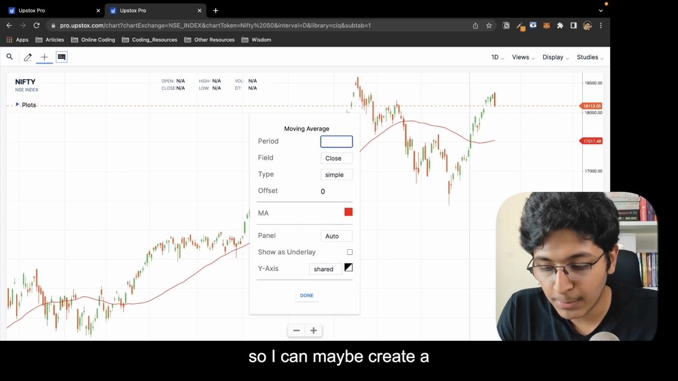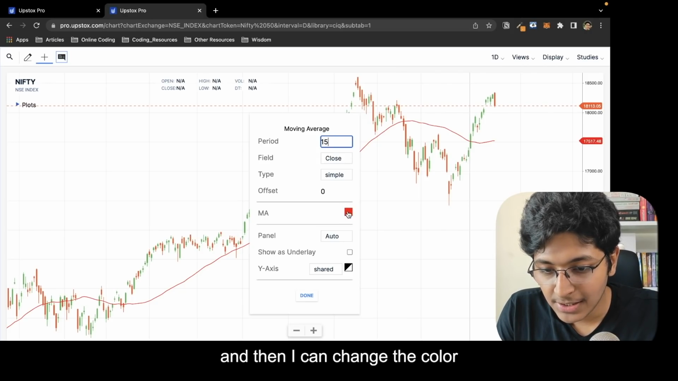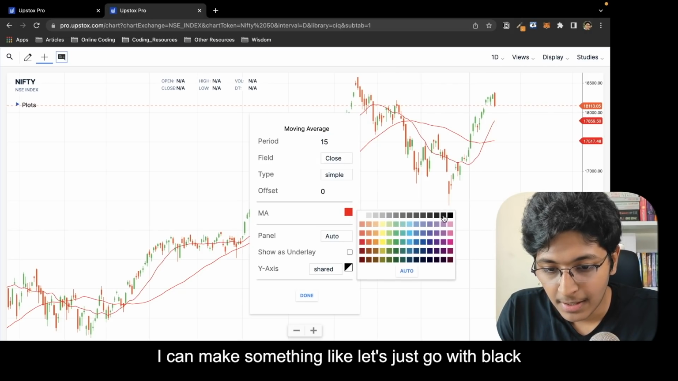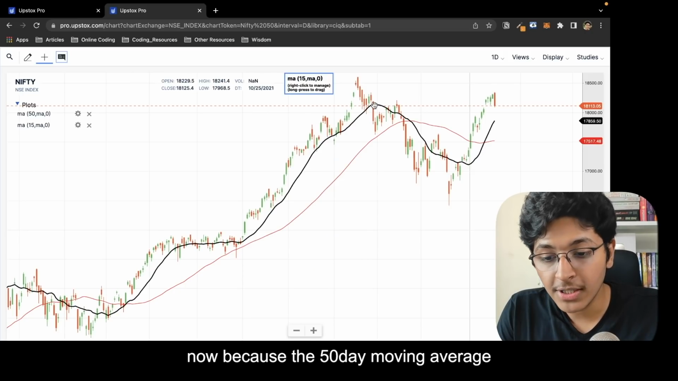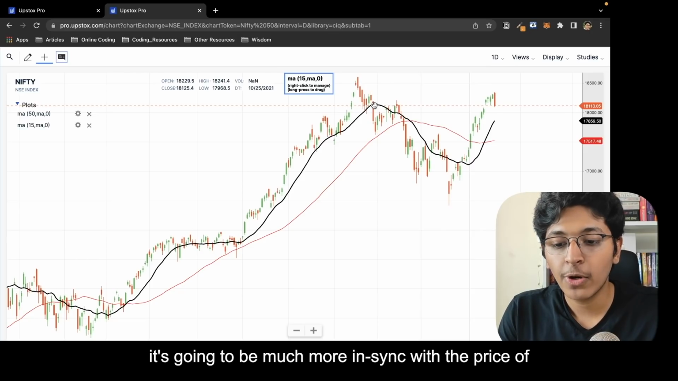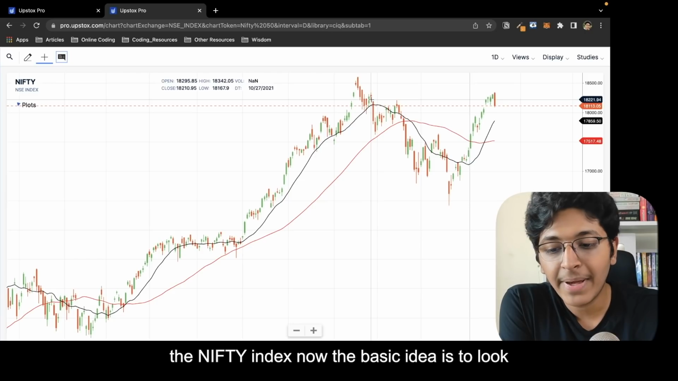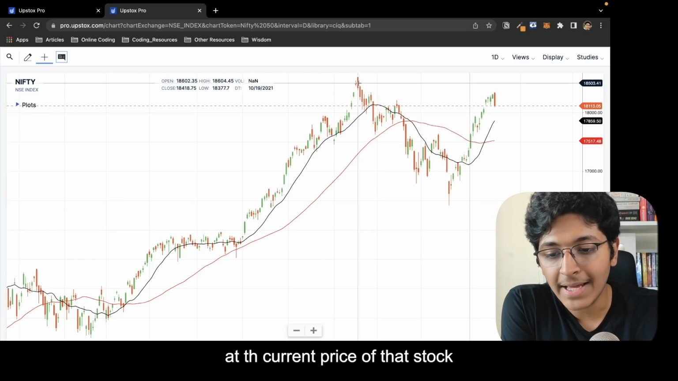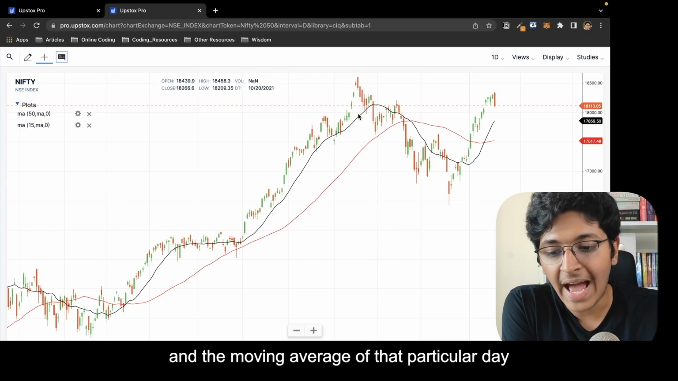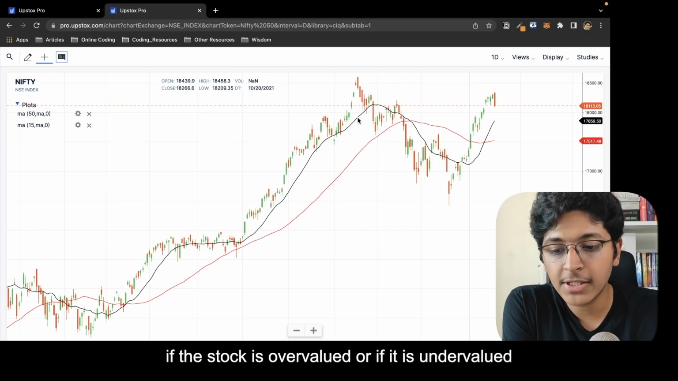You can also create more moving averages if you want to. So I can maybe create a moving average of, let's say, 15 days, right? And I can then change the color. Let's just go with black. Now, because the 15-day moving average is for a shorter duration, it's going to be much more in sync with the price of the Nifty index. The basic idea is to look at the current price of that stock and the moving average of that particular day, and that will give you an idea of whether the stock is overvalued or undervalued.